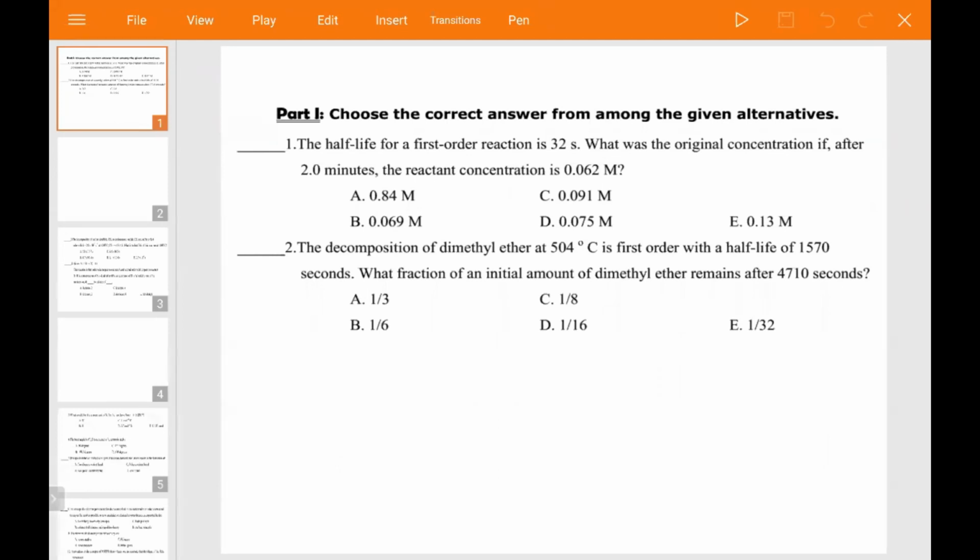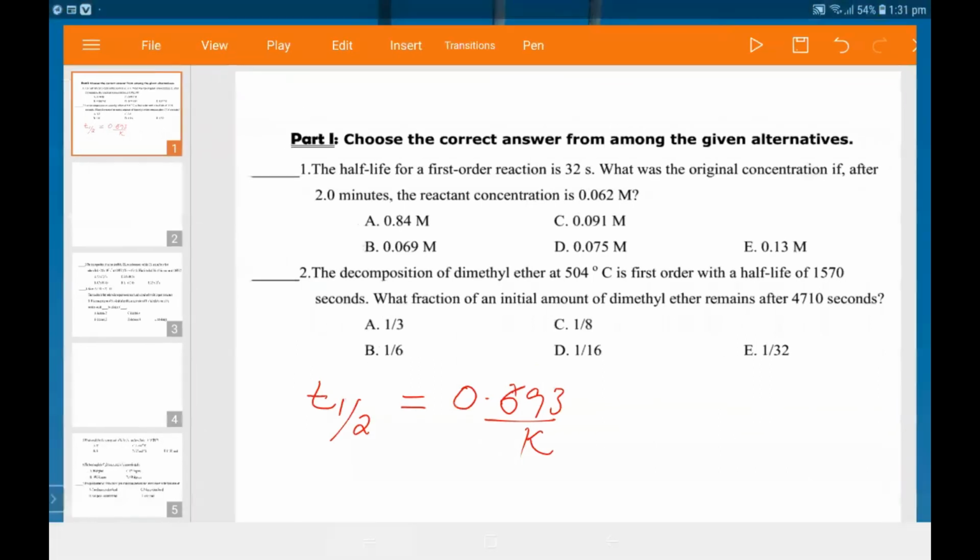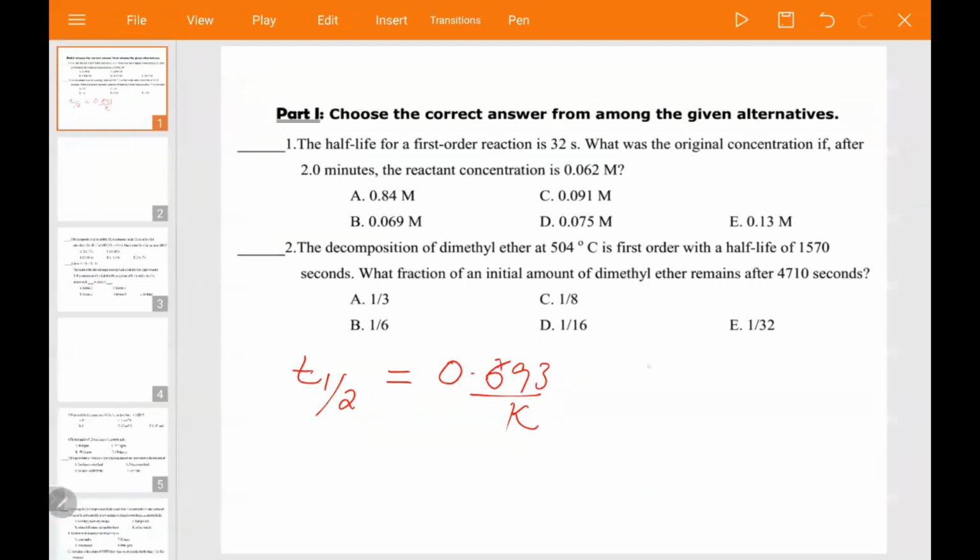Half-life for first order is given by, the formula is 0.693 over K. Okay, the integrated equation for first order: how can you calculate? ln of A naught over A is equal to KT. Yes, it is KT. ln A naught over A is equal to KT.